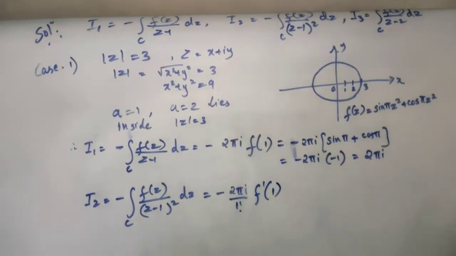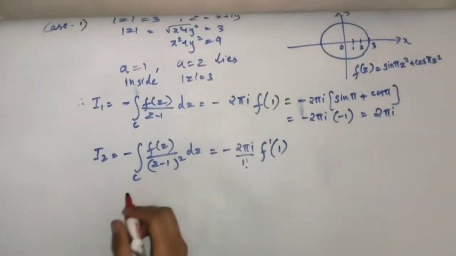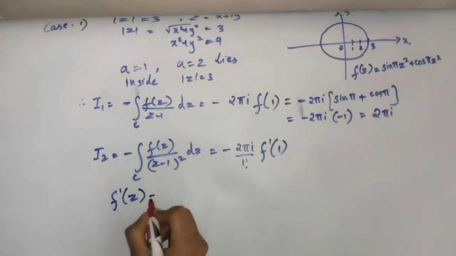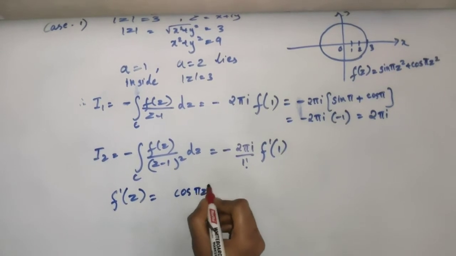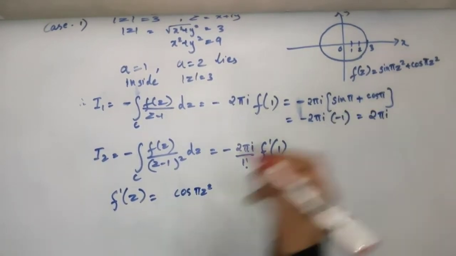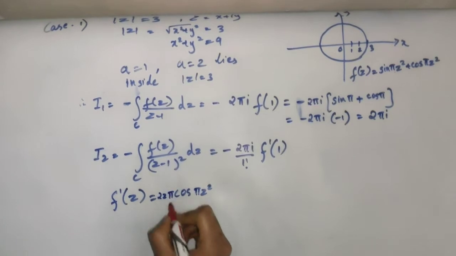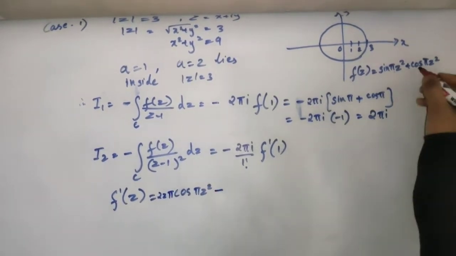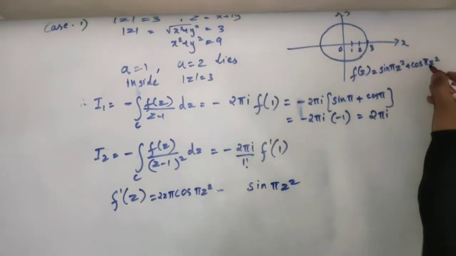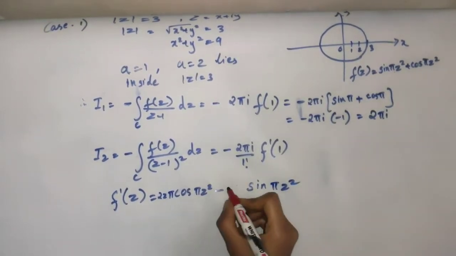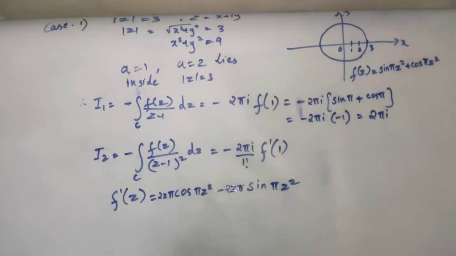Okay, so if f of z is this, in short, what is f dash of z? F dash of z will be the derivative of sine, which is cos pi z square, into the derivative of pi z square, which is 2z pi. Similarly, the derivative of cos is minus sine pi z square into the derivative of pi z square, which is 2z pi. So this is the derivative of f of z. Now we have to find the value of f dash of z at the point 1.